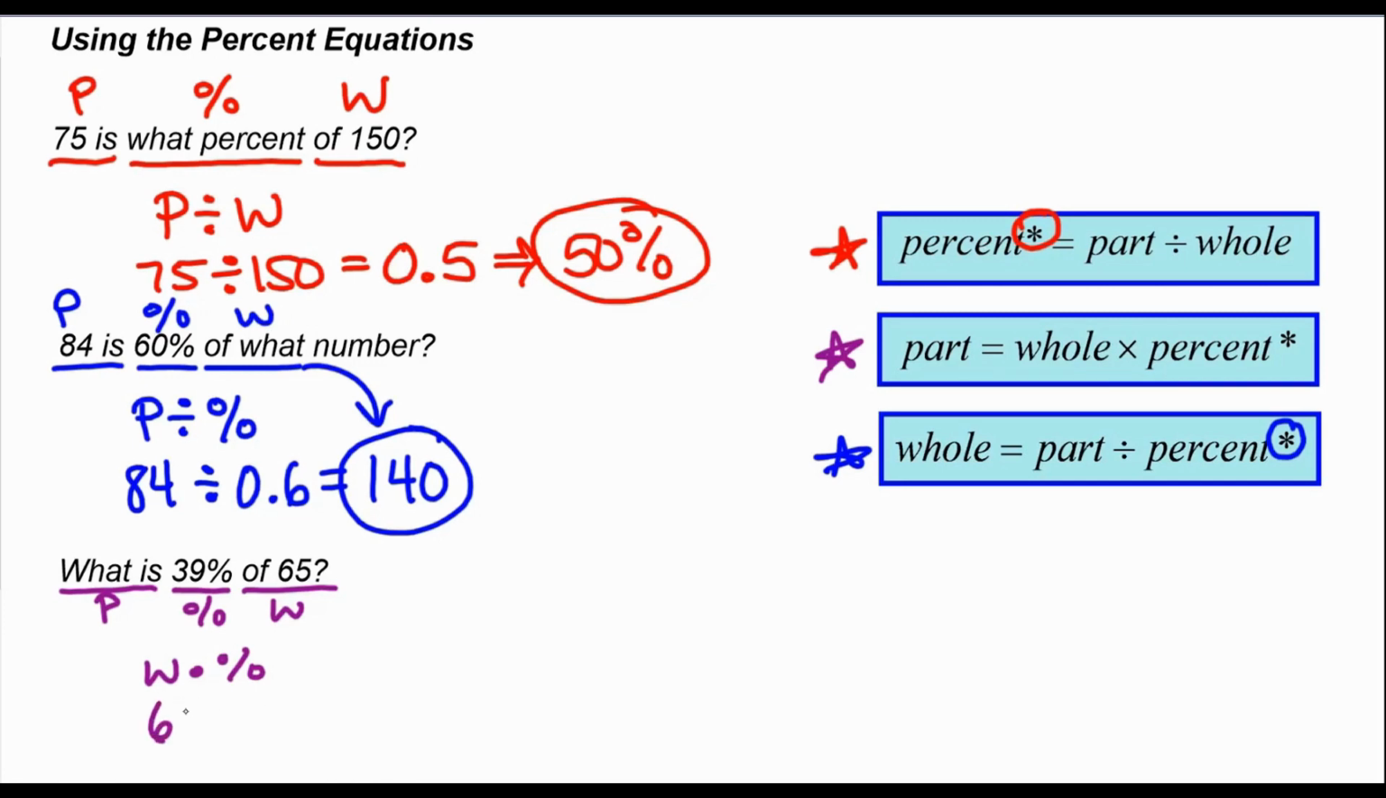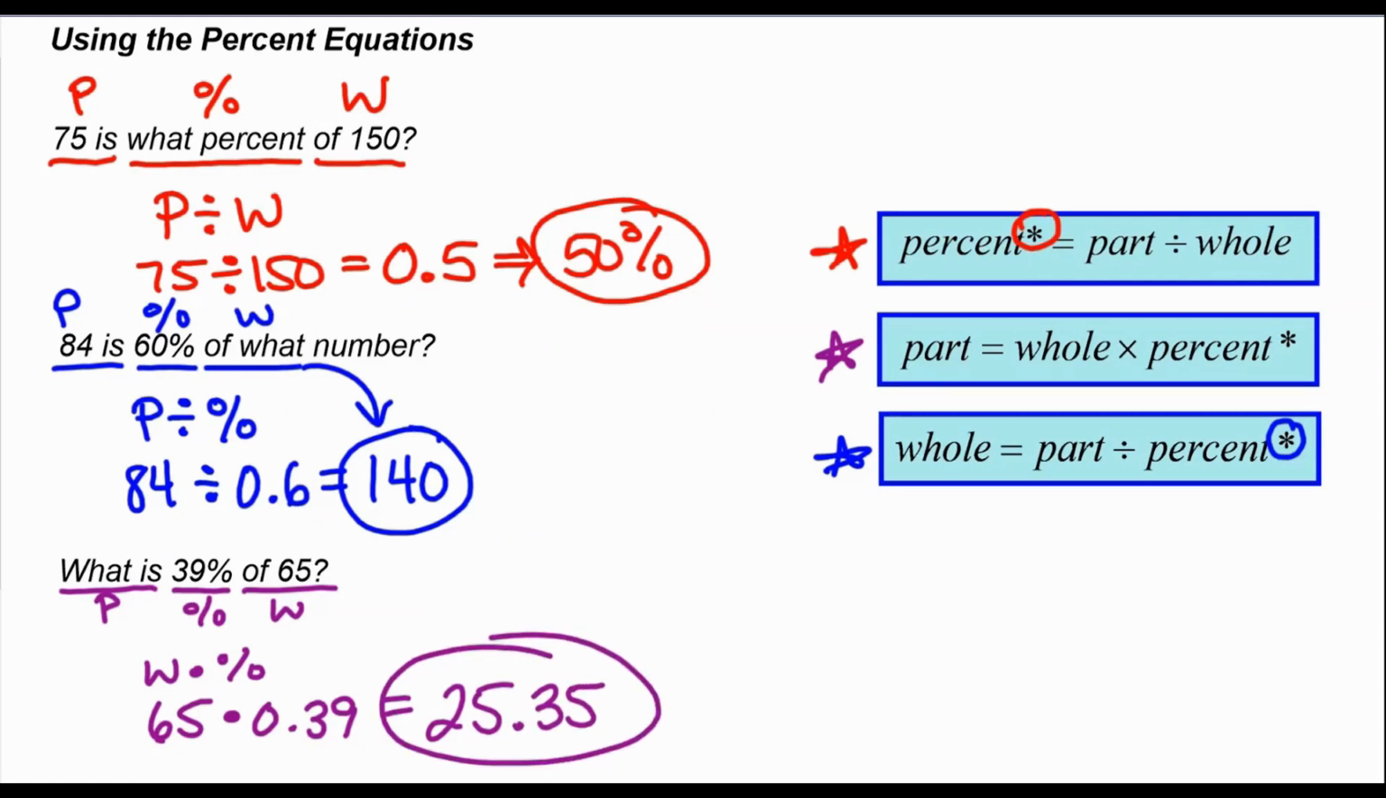And the whole is 65. And I'm going to multiply that by the percent, again as a decimal. So 39% as a decimal is 0.39. So 65 times 0.39 is 25.35. And that is the part. 25.35 is 39% of 65. So there's an example of using the percent equations in each of our types of problems that you'll see.